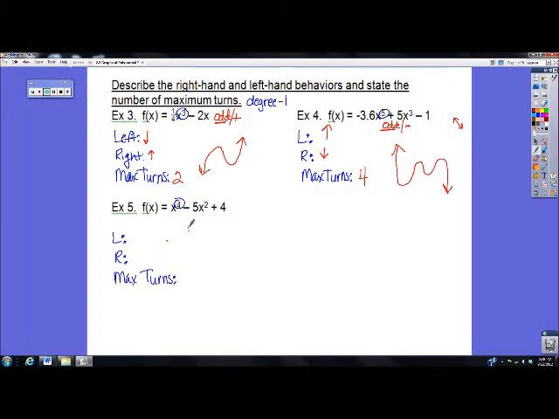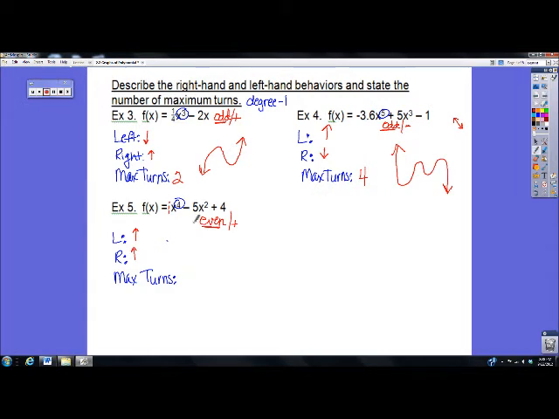Okay, one more of these guys, and then we'll try something a little bit different. X to the 4th, so that is an even degree. Leading coefficient here is an invisible 1. It is a positive number. So this is an even positive. Alright, even degree graphs go in the same direction. Since it's positive, that means they're both going to go up. Both up.